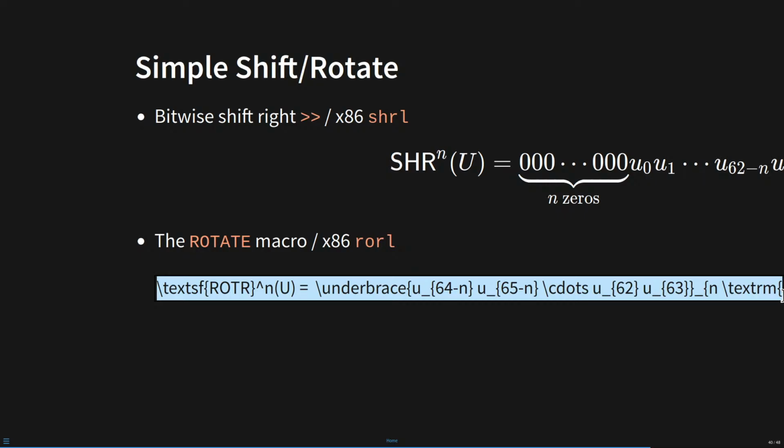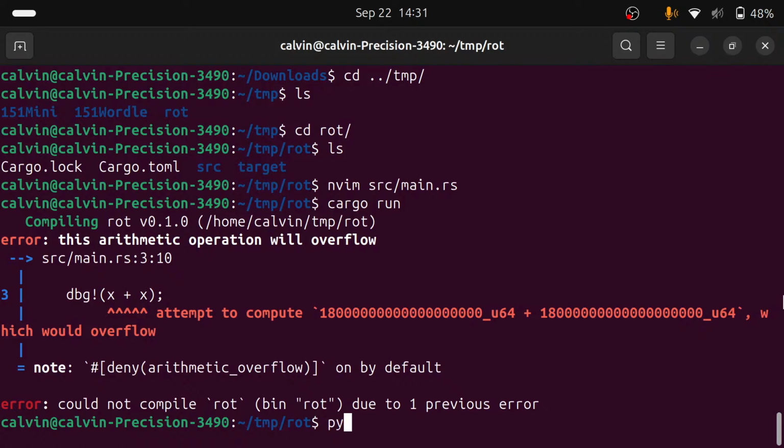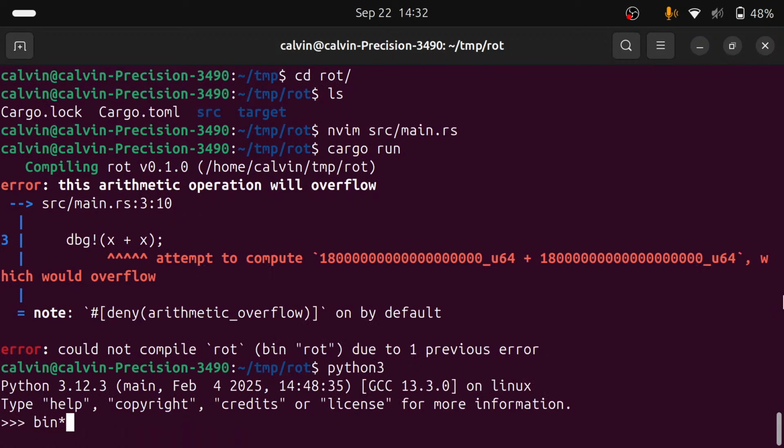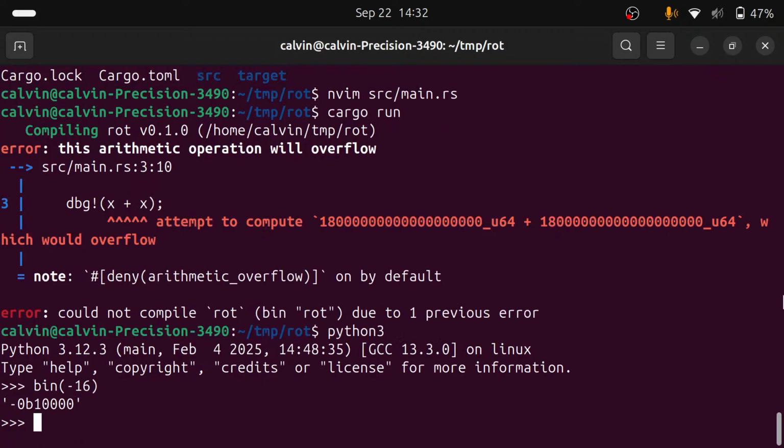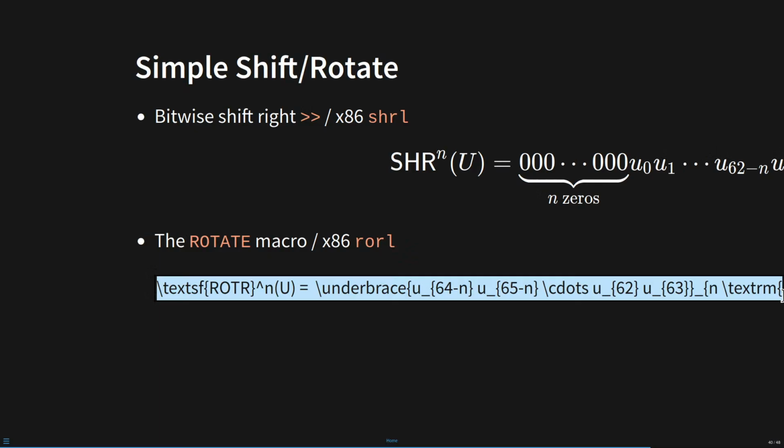And why do you do that? Well, if I threw a negative something in here, so I think like this is negative 16. I don't know why I trust Python. Oh, it's just going to throw a negative value on the binary, isn't it? Yeah, that's useless. Okay, Python, bad language.